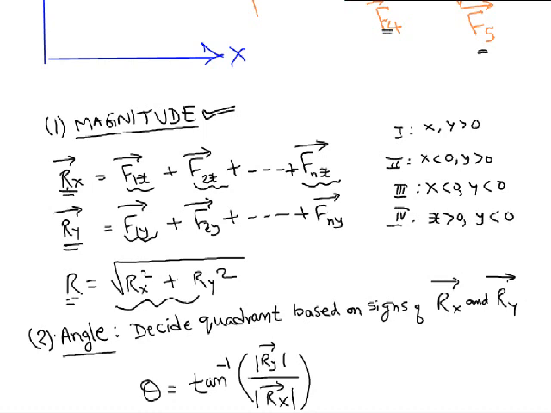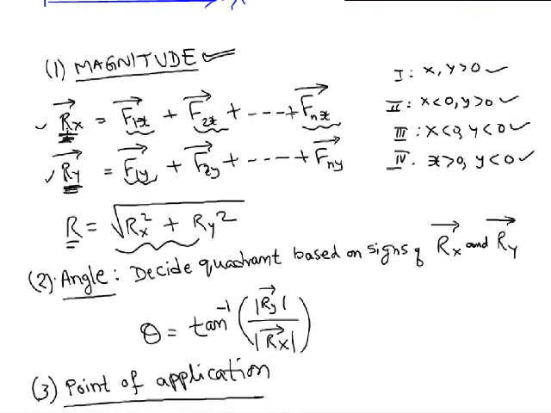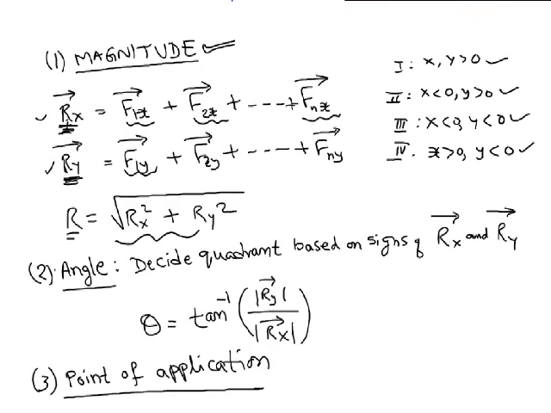So depending on the signs of Rx and Ry, if Rx and Ry are both positive, you will say that R lies in the first quadrant. If Rx is negative and Ry is positive, you say it lies in the second quadrant. If both of them are negative, it lies in the third quadrant. If Rx is positive and Ry is negative, it lies in the fourth quadrant. So you can find out the quadrant in which the resultant lies by using these observations.